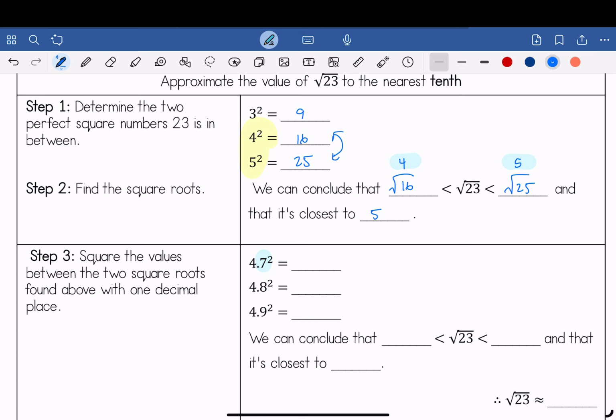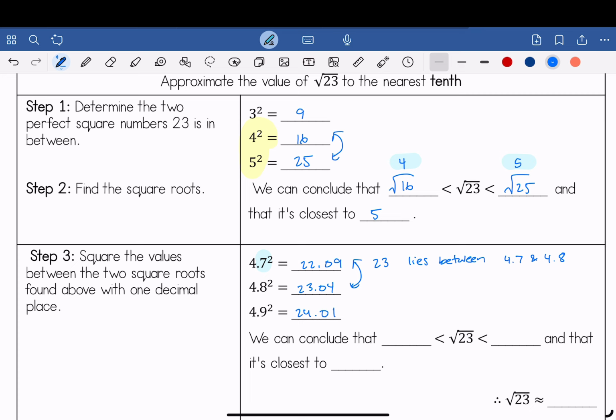So 4.7 squared using your calculator will give you 22.09. 4.8 to the power of 2 is 23.04. 4.9 to the power of 2 is 24.01. So 23 lies between 4.7 squared and 4.8 squared. And it is closer to 23.04.